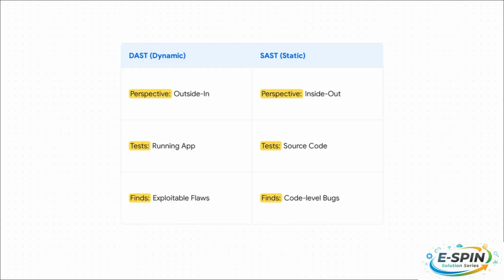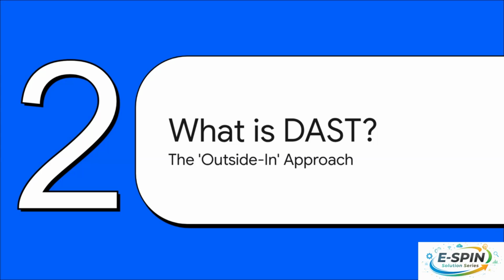So to really get a handle on how we deal with this, it helps to compare the two main ways we look at application security. There's static testing, or SAST. That's an inside-out approach. It looks directly at your source code to find bugs, which is awesome for catching things early. But DAST is the complete opposite. It's outside in. It doesn't look at the code at all. Instead, it tests the running application in a real environment, just like an attacker would. And that's its superpower. It finds the real, actually exploitable flaws that only show up when everything is put together.